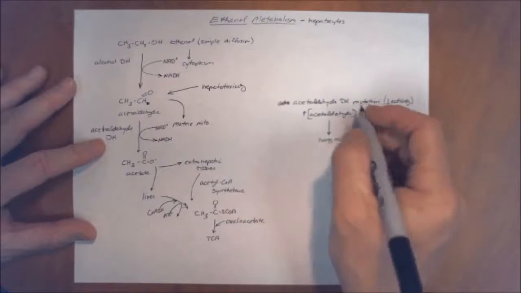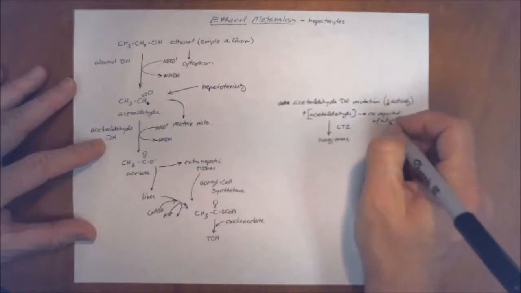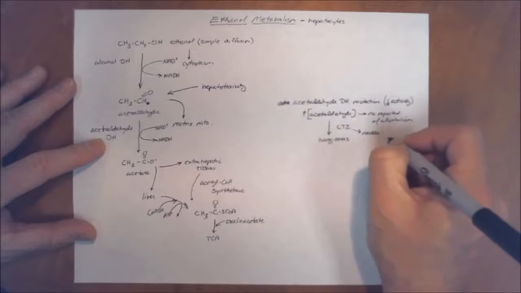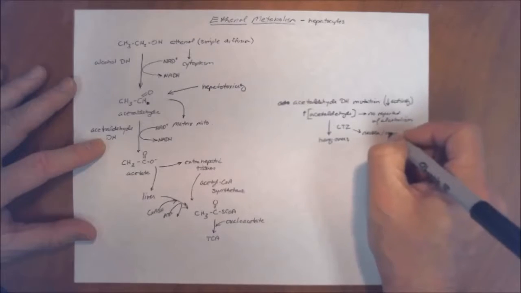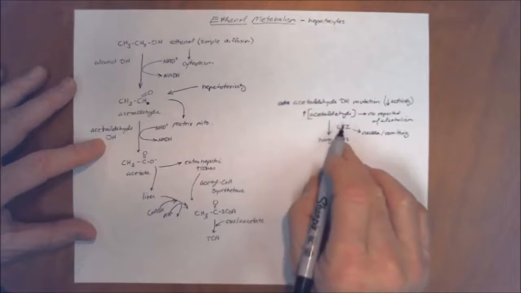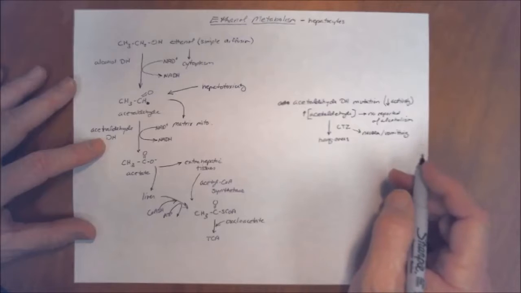The acetaldehyde reacts with the CTZ center in the brain and induces nausea and sometimes vomiting. Again, these are unusual chemicals that are detected, and the body wants to get rid of them.